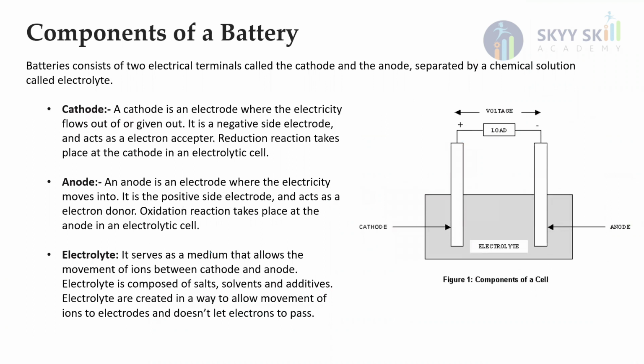In your battery, we have a cathode, that is the positive side, and we have an anode, that is the negative side, and the electrolyte. So this is the working of a battery.